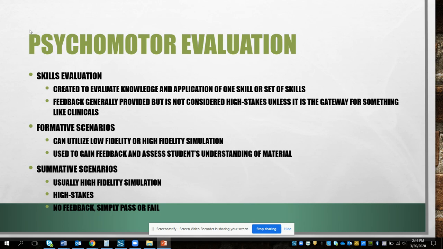The summative scenarios are usually done with high fidelity simulation or live patients, and these are high stakes with no feedback given, simply pass or fail. So that's why these students feel so stressed out when going through these final evaluations, because they don't get a lot of feedback. It is simply pass or fail, or maybe not even any feedback at all until the end of the day when they find out pass or fail altogether.